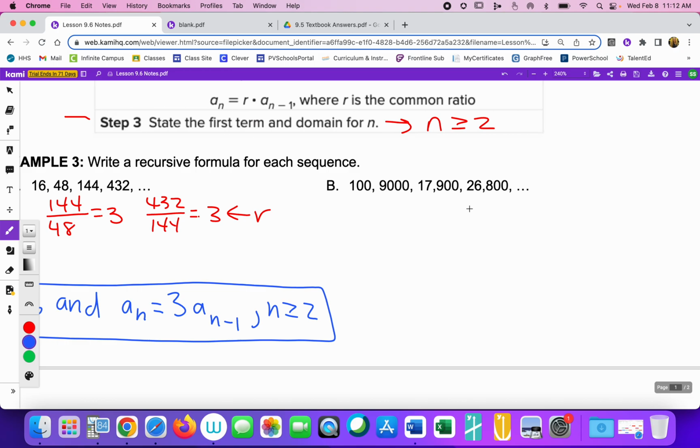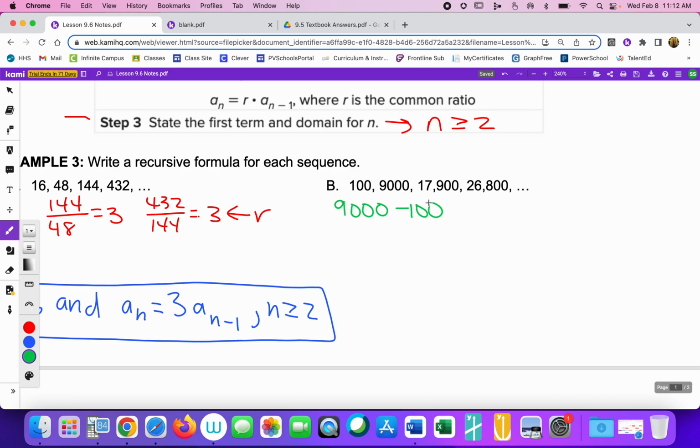Is 9,000 times 9 17,000? No. So you could check based off a pattern. This is not going to be geometric, but you need to know what your common difference is anyway. As soon as you figure out it's not geometric, it's going to be arithmetic, the other type. But you still need to know what the difference is. So instead, you're going to subtract instead of divide.